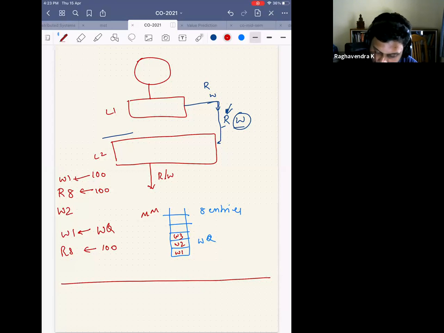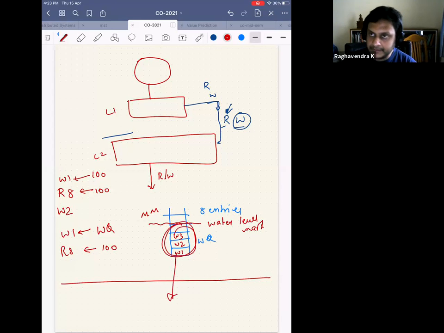I keep track of how many entries are being used in the write queue. If it crosses some watermark, some water level mark, some threshold, I flush out this entire write queue to the main memory.